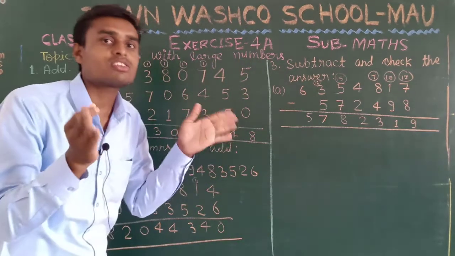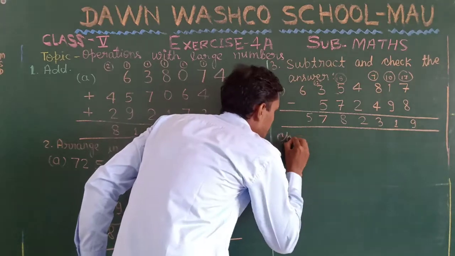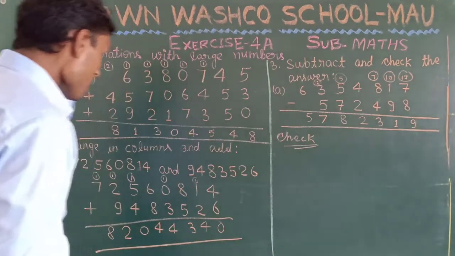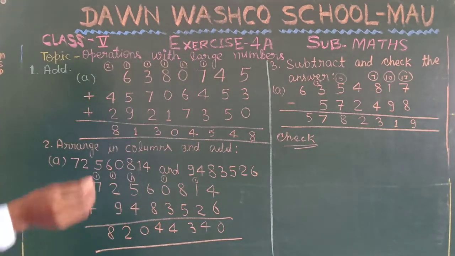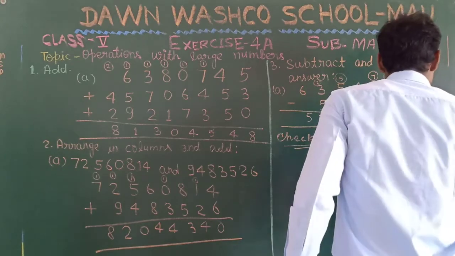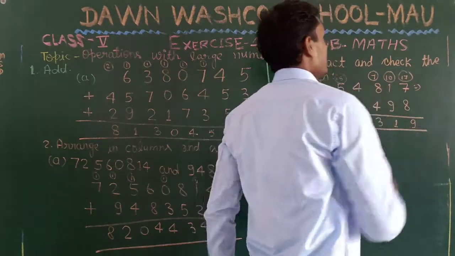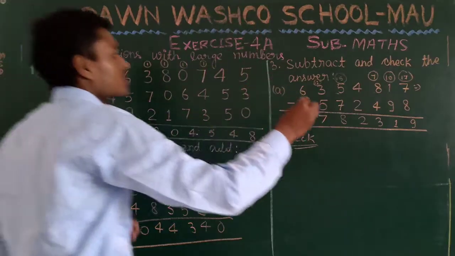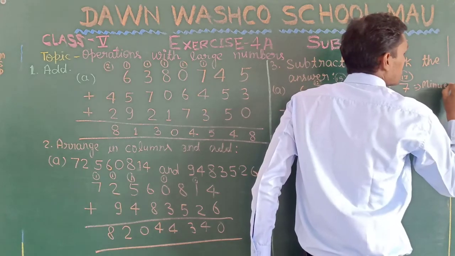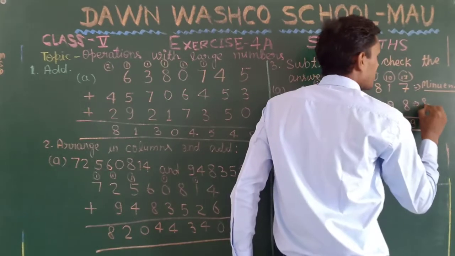But this question has not been completed till now. We have to check the answer. So check answer. Okay, let us check. So dear students, let me tell you something about these. The larger number that is upside is known as minuend. And this is known as subtrahend.